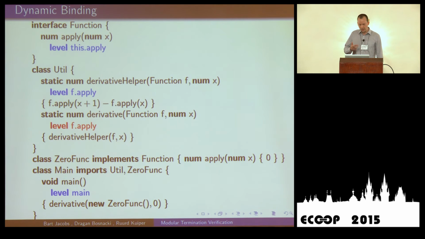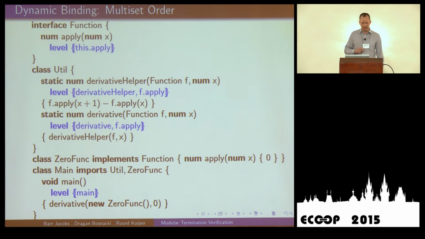So what we want to say is that derivative can call derivativeHelper as well as f.apply. And to express that, we will use not method names as levels, but multisets of method names. And it's well known in the termination community that multisets are often a useful tool for this, so this isn't entirely out of the blue. So we will assign the following multiset as the level of derivative: derivative itself and f.apply. And derivativeHelper will have the level derivativeHelper, f.apply. Notice that now both methods verify successfully.